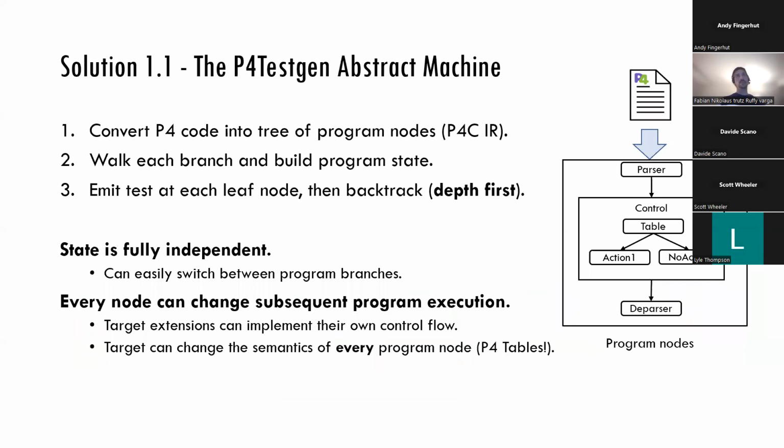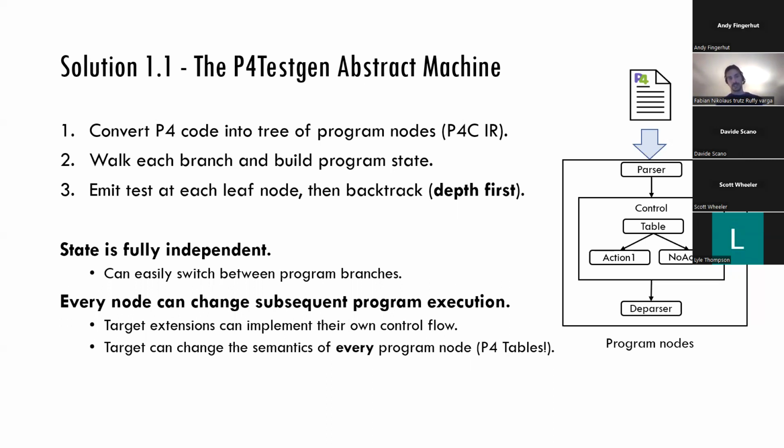How we approach this problem is twofold. First, we have this abstract machine we have developed, where you take a P4 program and convert it into a tree of P4 program nodes. We actually use the P4C IR, the P4 compiler IR. We then walk each branch and build our program state. At each leaf node of this tree, we emit a test and then backtrack. So we have a depth-first traversal of the entire program.